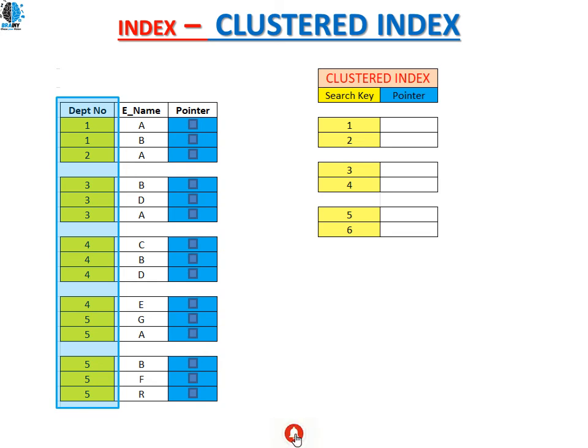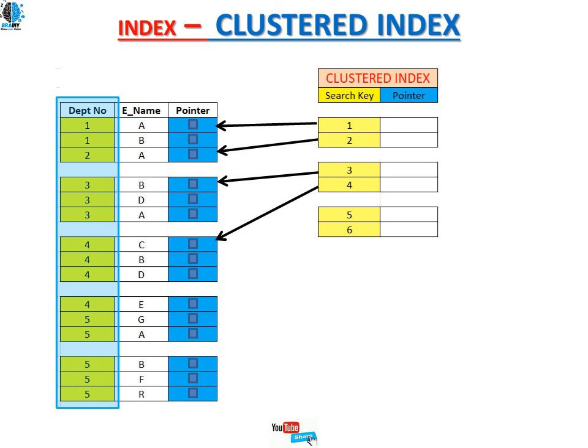In the search key, I have taken 1, 2, 3, 4, 5, 6. Total 6 departments I have taken. Now I have to map the data from my index to the hard drive. So here I am going to map 1 to 1, 2 to 2, right? Next 3 to 3, 4 to 4, right?